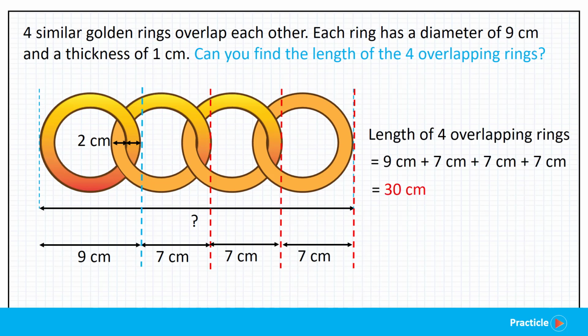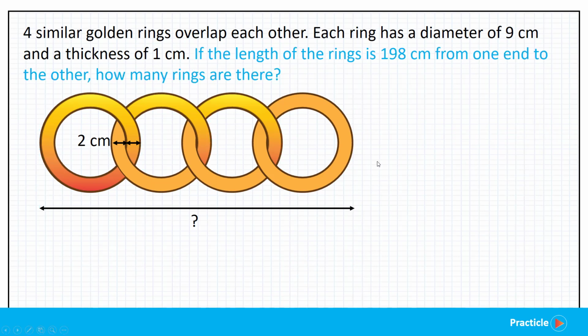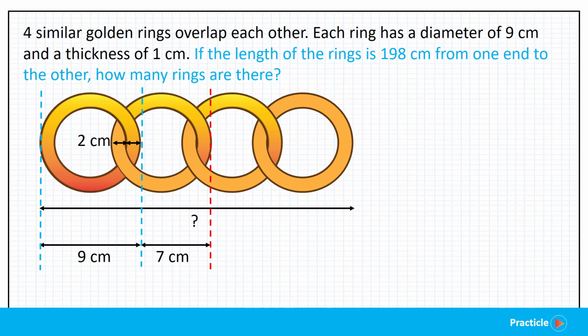Now here comes the second part. If the length of the rings is 198 cm from one end to the other, how many rings are there? Let's make use of what we know earlier on to solve this. We know that the length of the first ring is always 9 cm, correct? And how long does each additional ring add to what we have? If you said 7 cm, great job at remembering that.